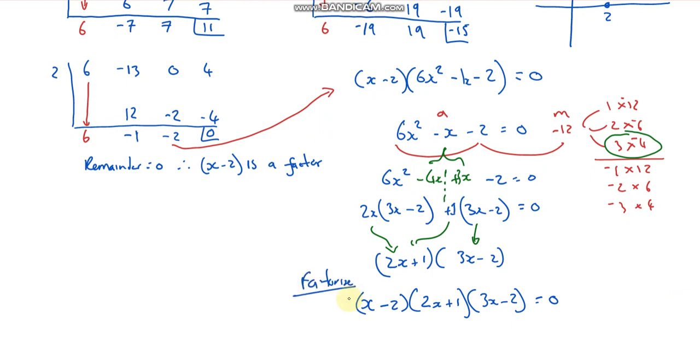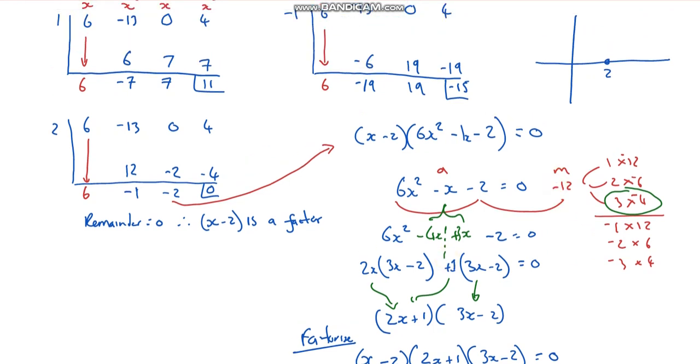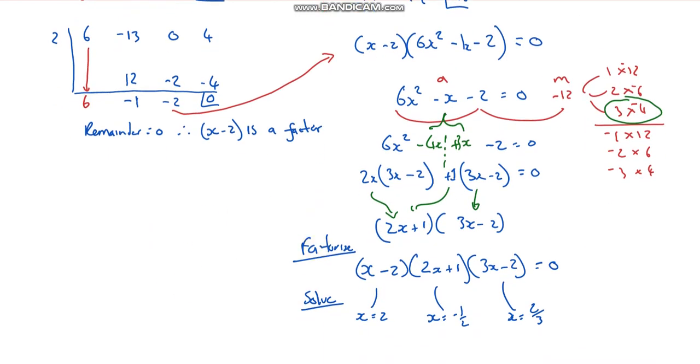If I couldn't factorise this, I'd have to do b squared minus 4ac and say that b squared minus 4ac is less than 0, therefore that can't factorise, and then that's your final answer. If it wanted me to solve it, which it's not asking me to, I would be saying that x is equal to 2, x is equal to negative a half, and x is equal to 2 over 3. And what that's telling you is the roots of the equation.